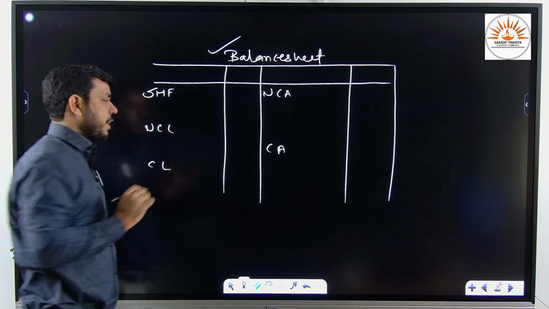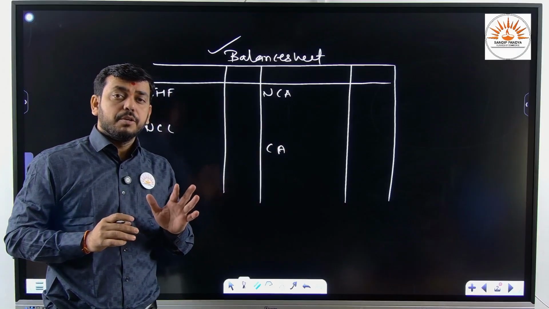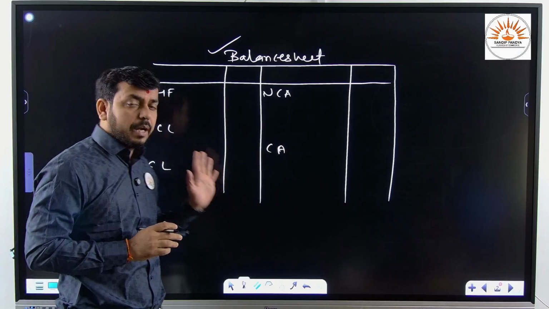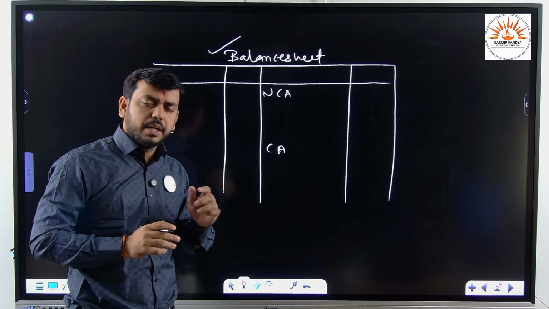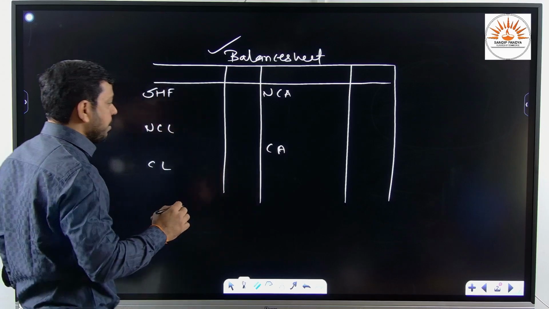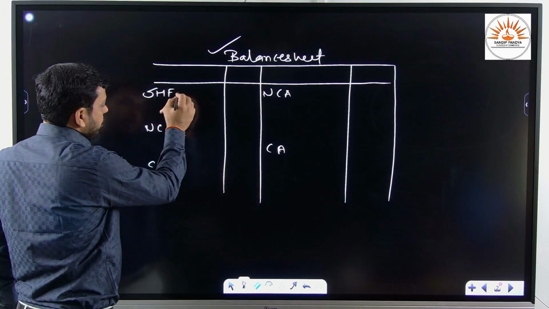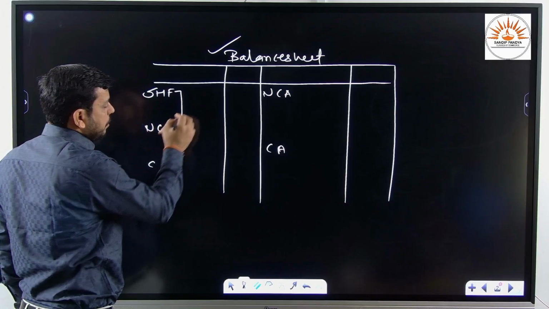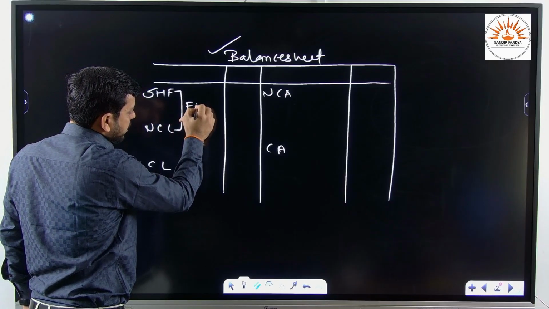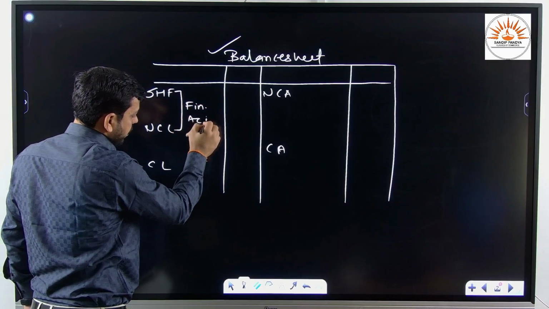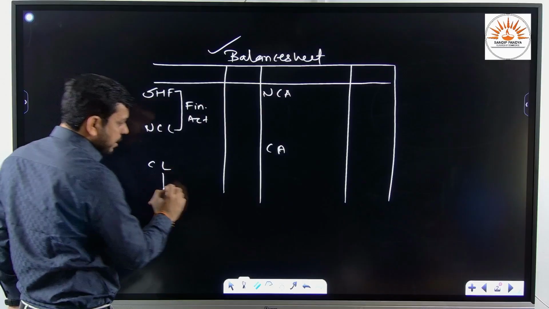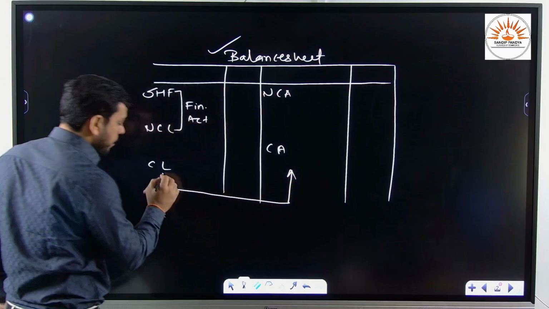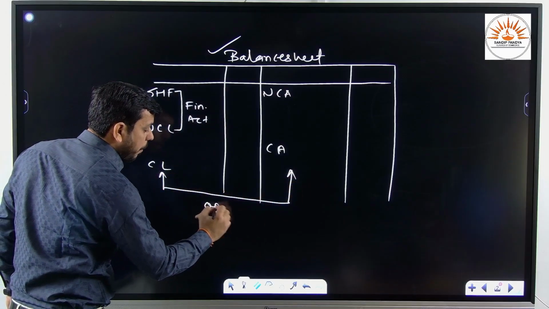As we know, dear friends, no items remain to be written except these 5 heads. All items are included in these 5 heads. So what we should remember first of all, these shareholders fund and non-current liability both are part of financing activity, dear friends. And these current liability and current assets both are part of operating activity.